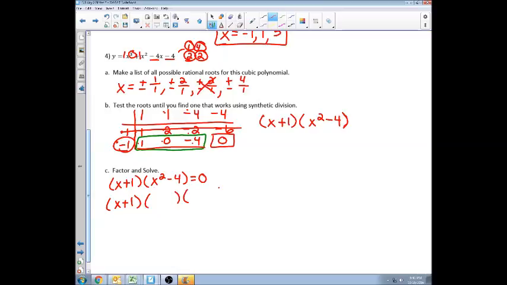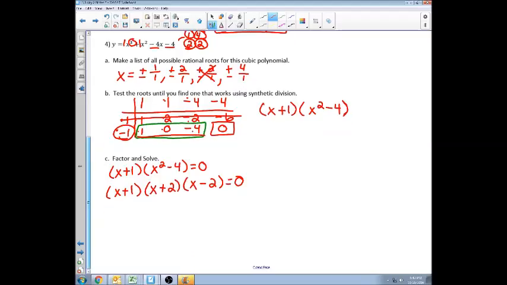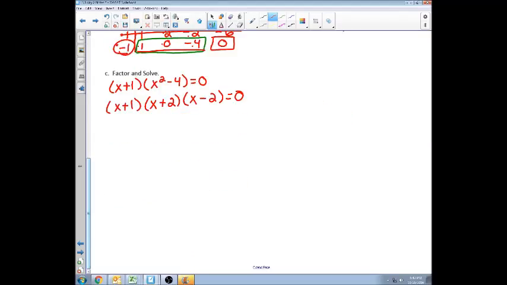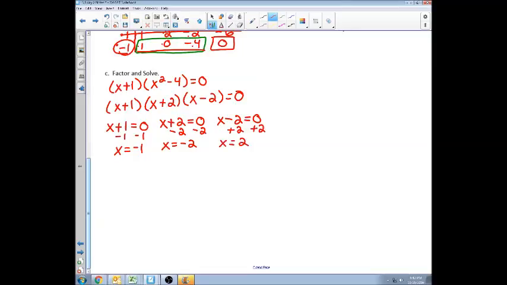Two sets of parentheses. The square root of x squared is x. The square root of 4 is 2. I have a positive sign and a negative sign. All that's equal to 0. Okay? Now that I'm fully factored, my next step is to set everything equal to 0. If I subtract 1 from both sides, I get x equals negative 1. Subtract 2, x equals negative 2. Add 2, x equals positive 2. Smallest to largest, so x would equal negative 2, negative 1, positive 2.